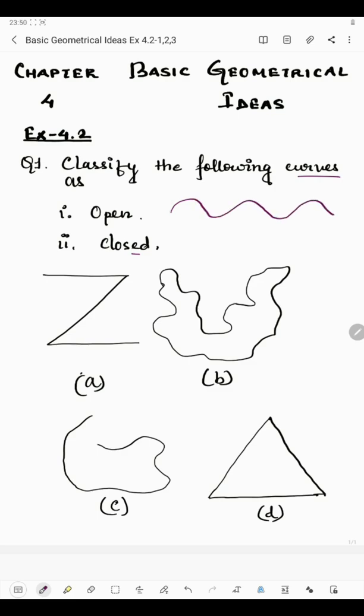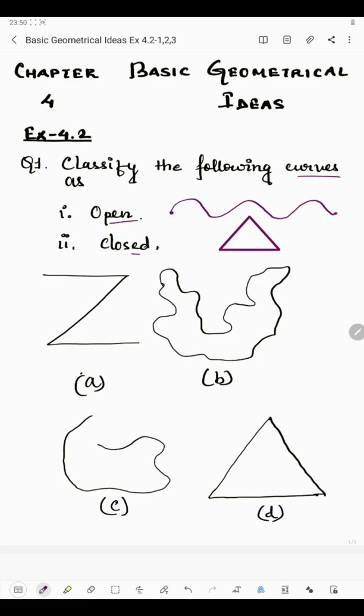Like here, I have started drawing this figure, and without lifting my pen I am continuously drawing this figure, and here I have stopped. So this is a curve. Now if I draw a figure like this and without lifting my pen continuously draw like this, and it is connected to each other, then it is a curve.